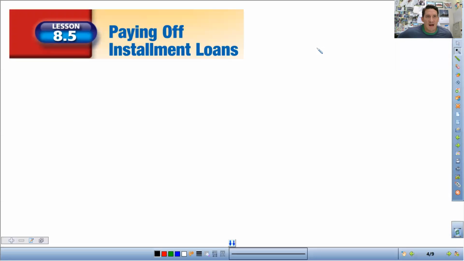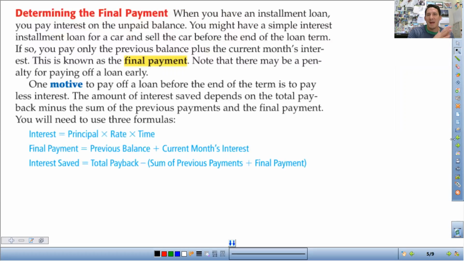All right, financial math classes. We are going to do our last lesson for installment loans, and we're going to talk about what happens if you want to pay off your loan early. So, determining the final payment.